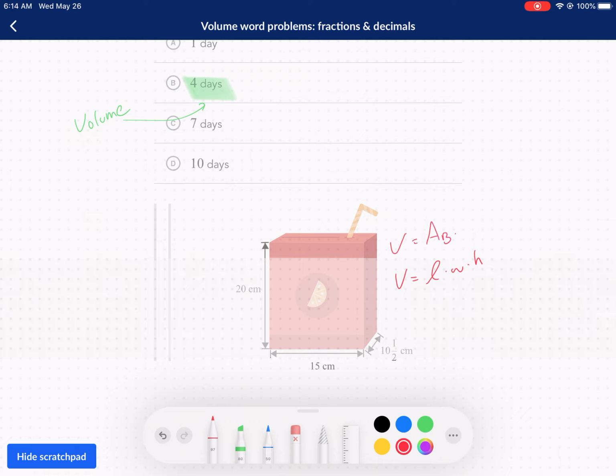is the area of the base times the height. Now, the area of the base is the same as length times width. Here's your length, here's your width. So generally with rectangular prisms, you're just multiplying the dimensions of the box altogether. So the dimensions of the box are going to be 15 times 10.5, and then the height is, we'll call it, 20.